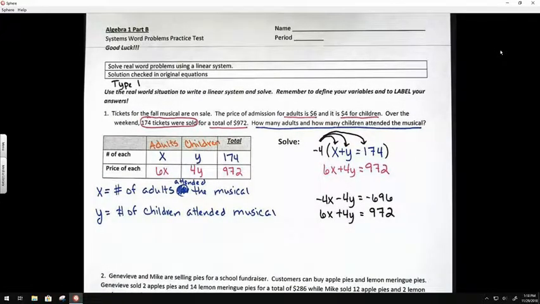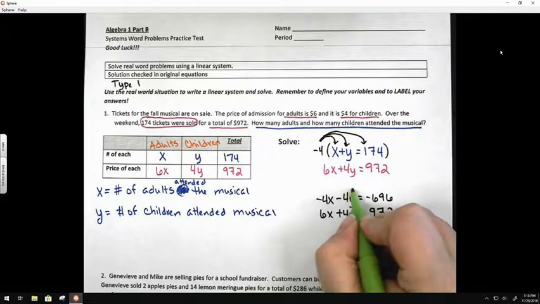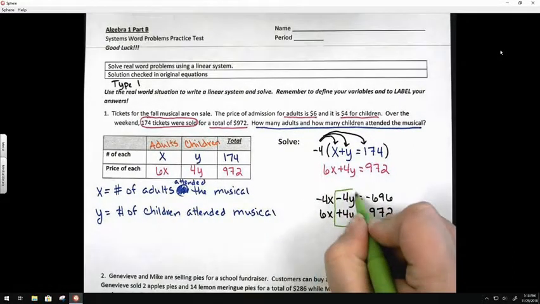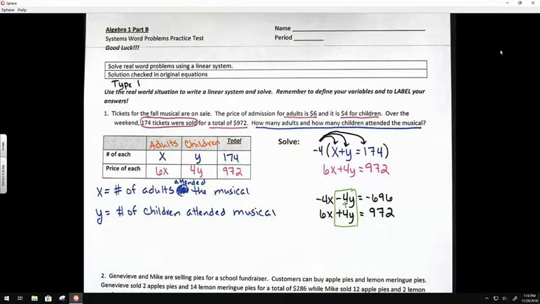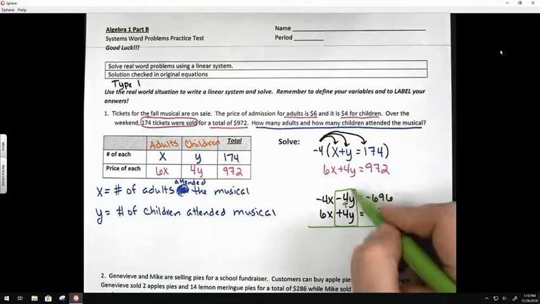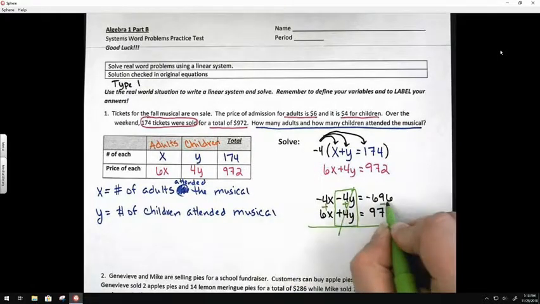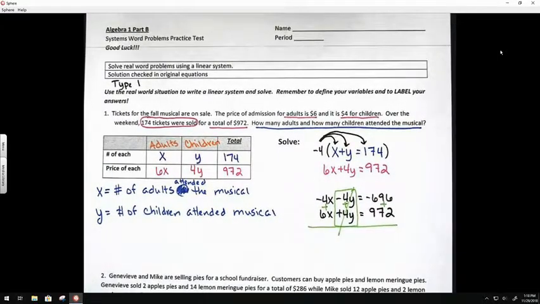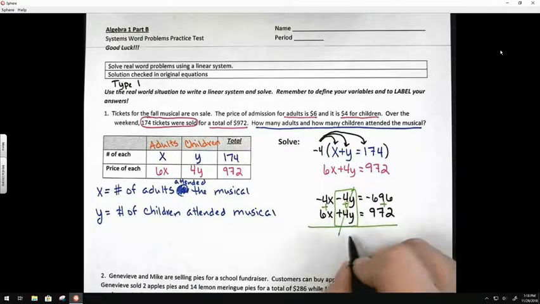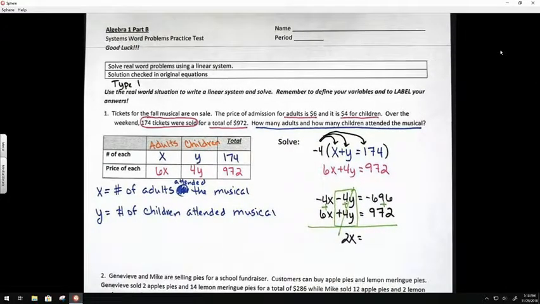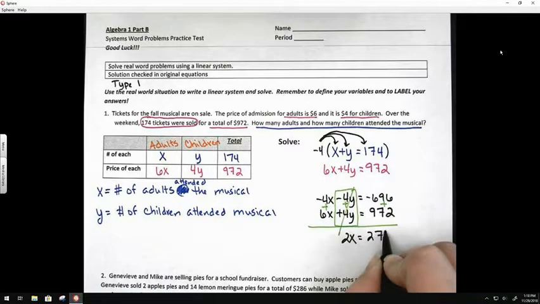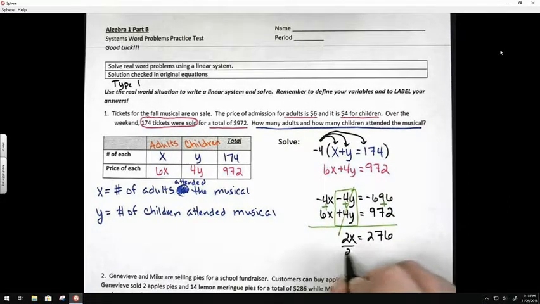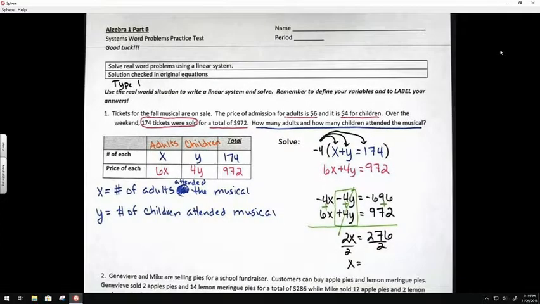Hopefully, when you look at this, you can clearly see those additive inverses. When we have additive inverses, if we add them together, they'll cancel each other. So I need to add my x's and add my constants as well. Negative 4x plus 6x gives me 2x, and negative 696 plus 972 is 276. Then I can divide both sides by 2 and get that x equals 138.